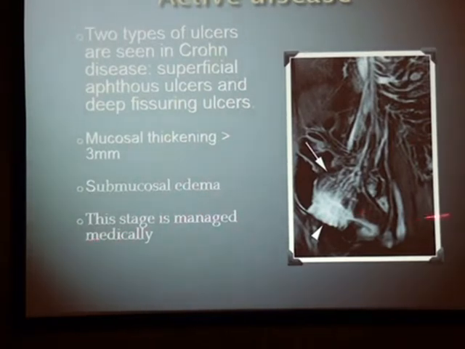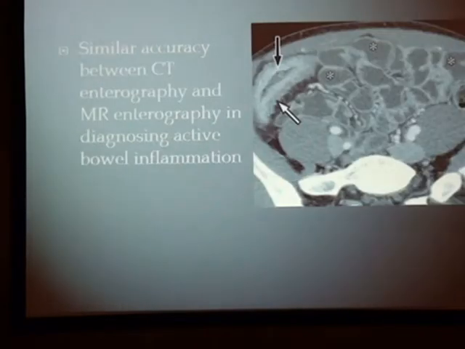Here's a coronal image by MRI. Here we see thickening and mucosal hyper-enhancement in the ileocecal region, and there are dilated blood vessels going to the inflamed area. Studies have shown similar accuracy between CT enterography and MR enterography in diagnosing active bowel inflammation. This is another case of a CT where we can see dilated bowel loops and there is thickening and mucosal enhancement seen in the ileal region.